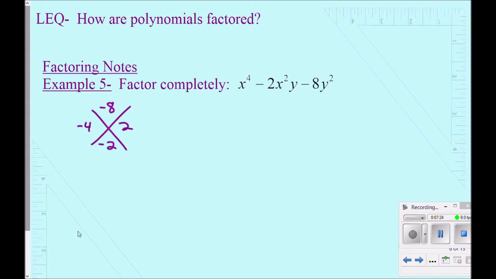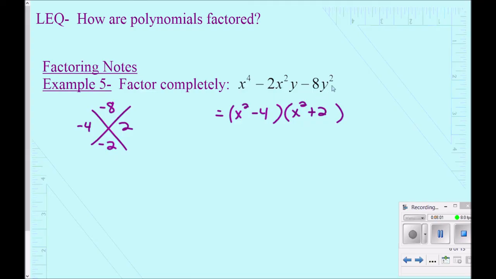So now I'm going to go and see if I need to make a generic rectangle or not. Leading coefficient's a 1, so no need for a generic rectangle. So I'm going to go ahead and make my 2 sets of parentheses for my 2 binomials. I'm going to put -4 and +2 because of these. We already talked about that x to the 4th comes from x squared and x squared. But I have to check one other thing here. -4 times +2 is -8, not -8y squared.